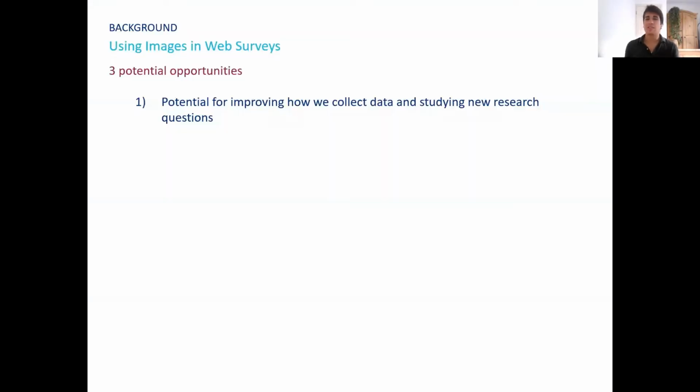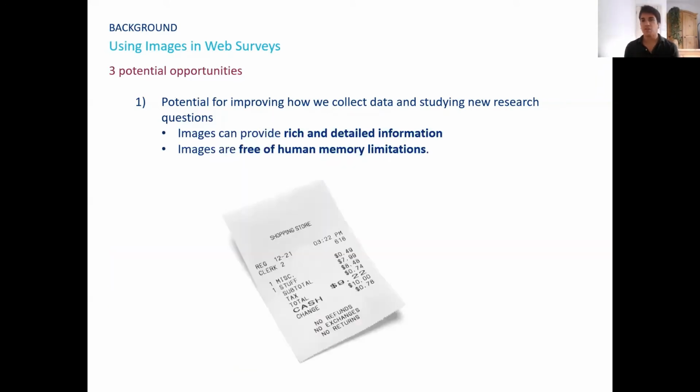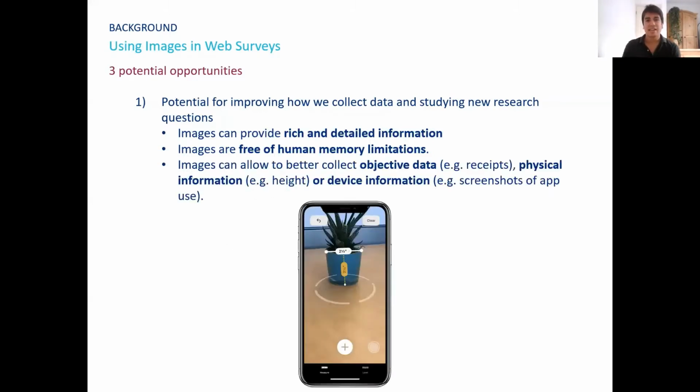And the first thing that we should ask ourselves is, why do we care about images? Why do we want to use images in web surveys? Well, because there are three potential opportunities that asking participants to upload an image bring into the survey research. The first potential opportunity is that there is a potential of improving how we collect data, and we can study new research questions. Because images can provide rich and detailed information, images are free of human memory limitations, and at the end, they can allow us to collect objective data like receipts, physical information like the height of the people appearing on the images, or even device information when we ask them to take screenshots of apps used.